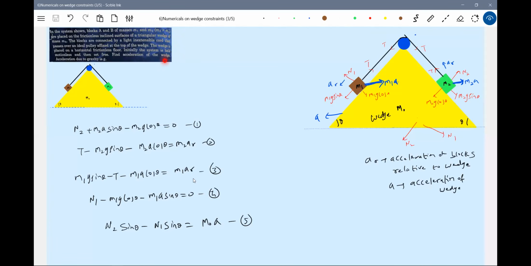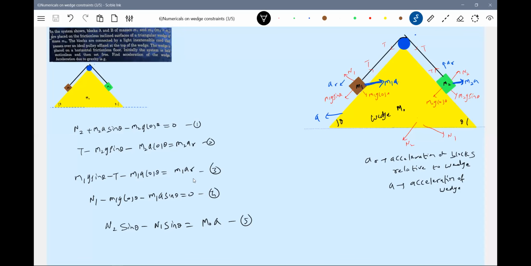But he's asking the acceleration of the wedge. This is A. But sir, we don't know AR. I think AR can be eliminated. How to eliminate AR? Substitute this 3 into the other, we'll get an expression for T. But anyway, T is not needed for us. The tension is nowhere related. We wanted the acceleration of the wedge here. We don't know N1, N2, so we'll directly put the expressions 1, 4 in 5, the expression for N2 and for N1. Get the acceleration. After getting it, if you want the acceleration of the blocks, you have to work it out.